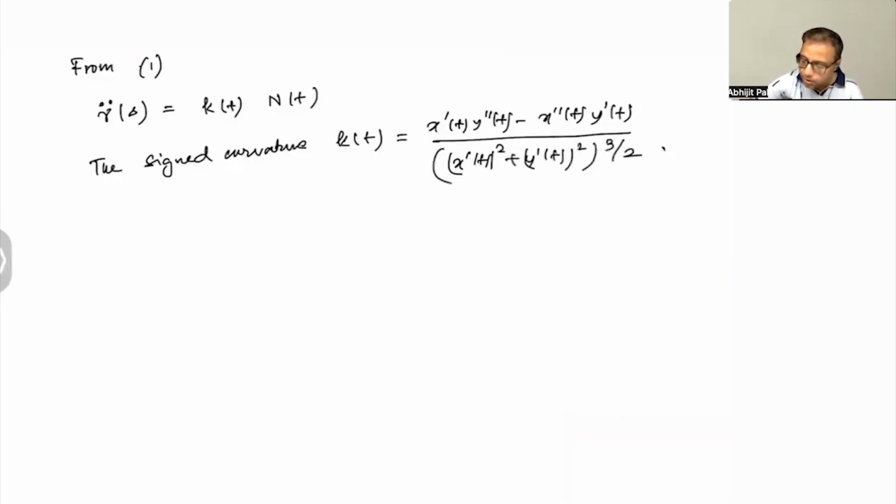Note that s, how is it defined? You can define it as follows: s(t) is the integral from t naught to t of norm of gamma dot t dt.